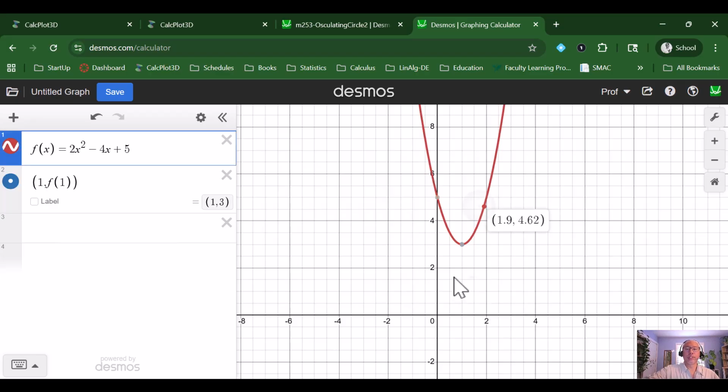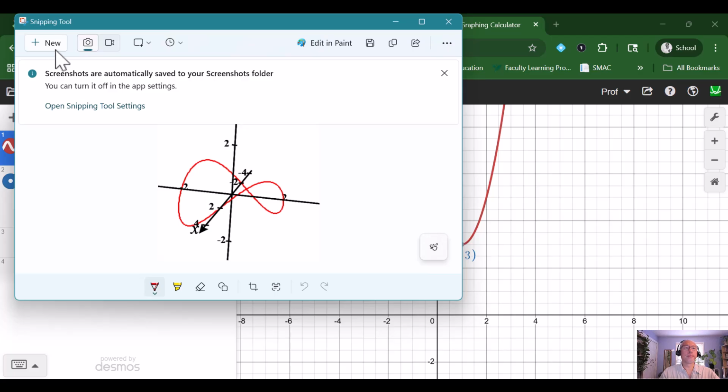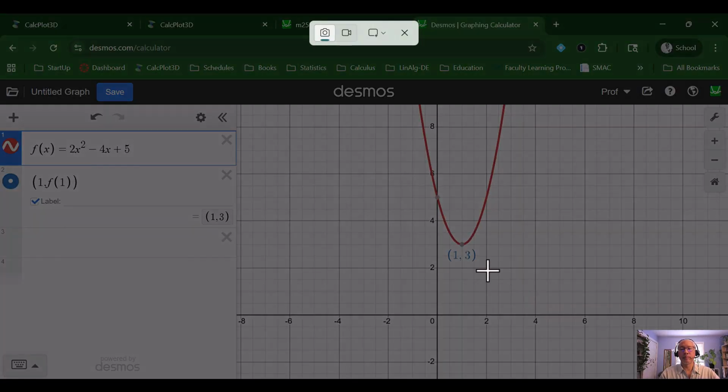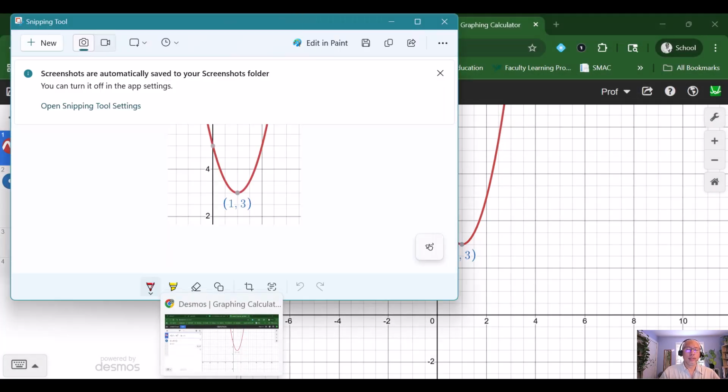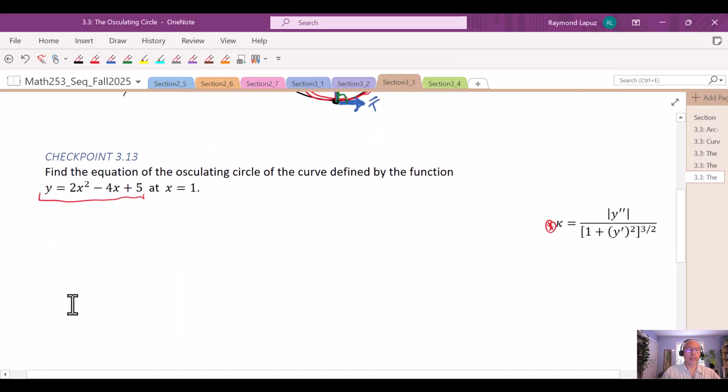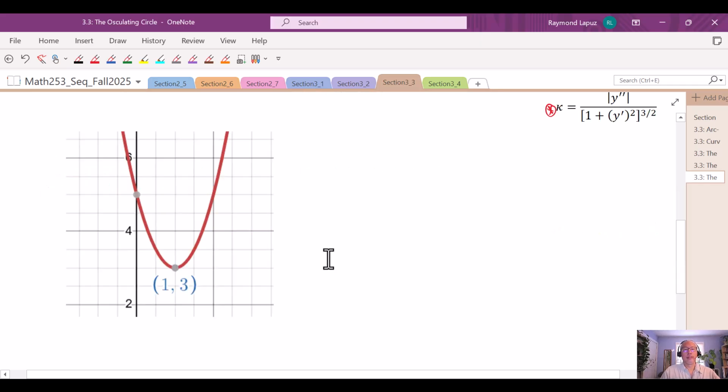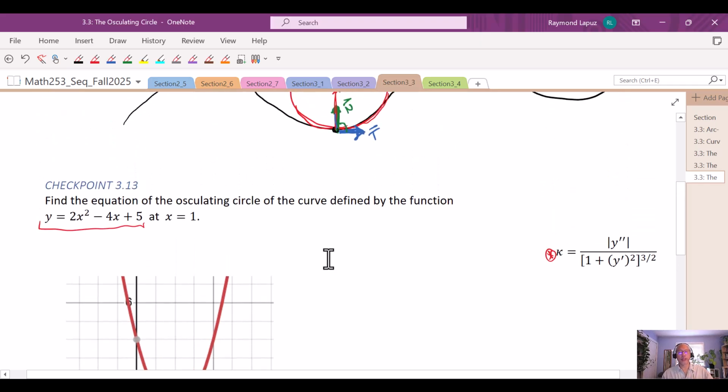All right, so let's take note of that, and let's copy this and then annotate over it. Now this is not a vector valued function. It is a y equals f of x function, but let me show you how we can make this into a vector valued function to consider the tangent and the normal vectors.